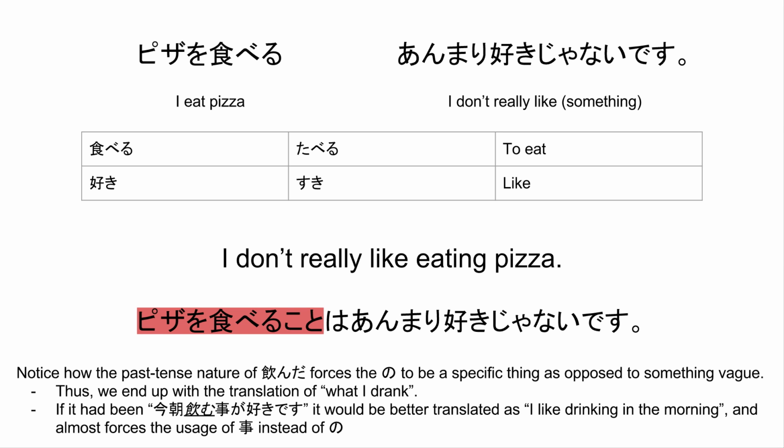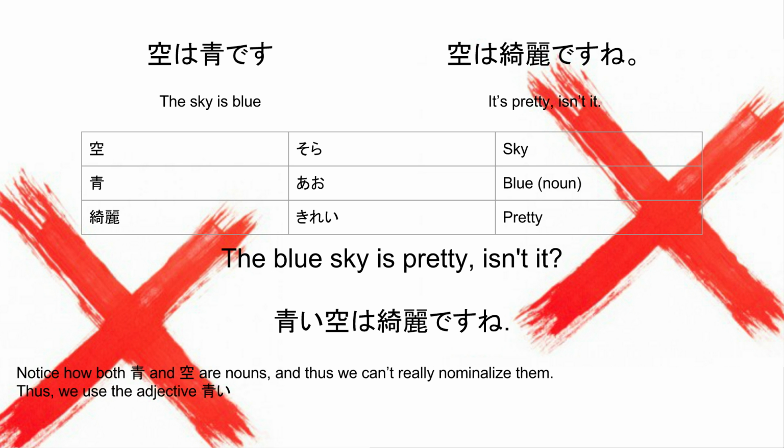So hopefully you're able to do that one on your own. This was an easy one. Pizza o taberu koto wa amari suki janai desu. Boom. Easy. Alright, let's check up here.